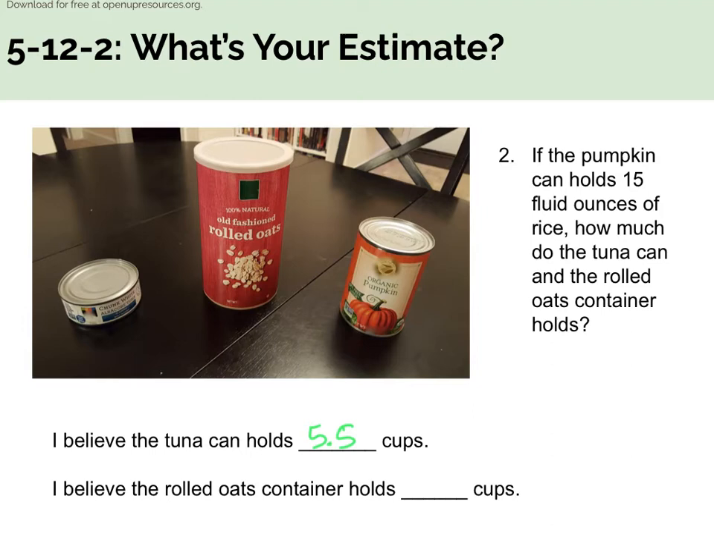And then the rolled oats is a little bit bigger than double. So I'm going to kind of do double and a half. So I'm going to say it's probably around 45 fluid ounces, cups of fluid ounces, as far as where the rolled oats will actually be.